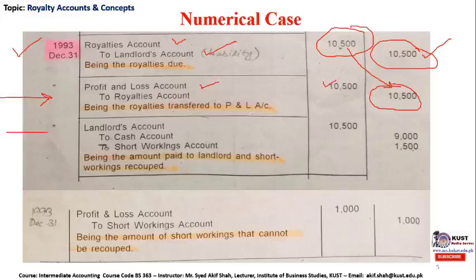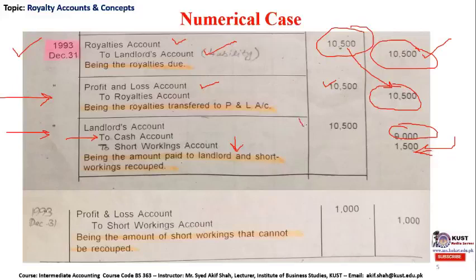And then we got the third last entry in which we have paid to the landlord minimum rent of 9,000 as we have done over here, because we have recouped this 1,500 of short working what we have paid extra in the first year of operation. So short working, which was the temporary asset accounts, will be closed. Therefore, decrease in asset recorded by credit.